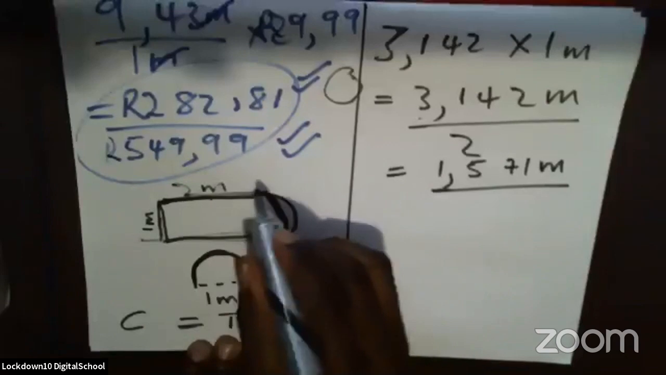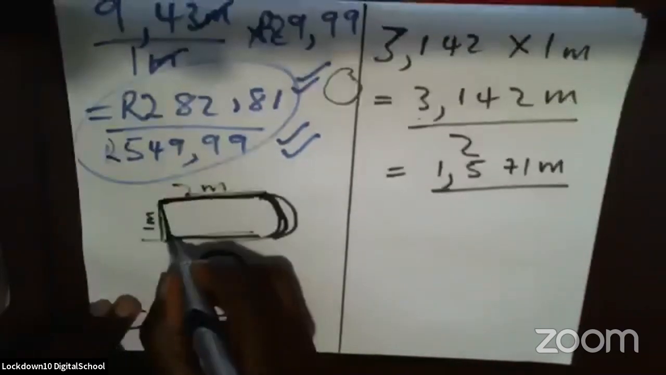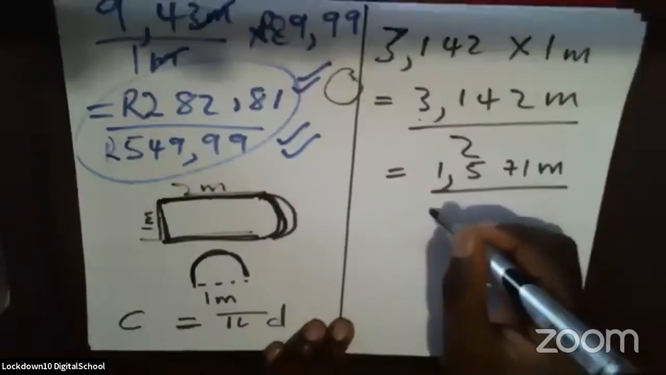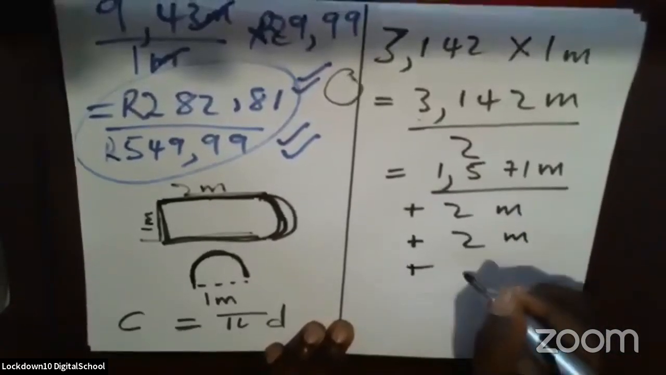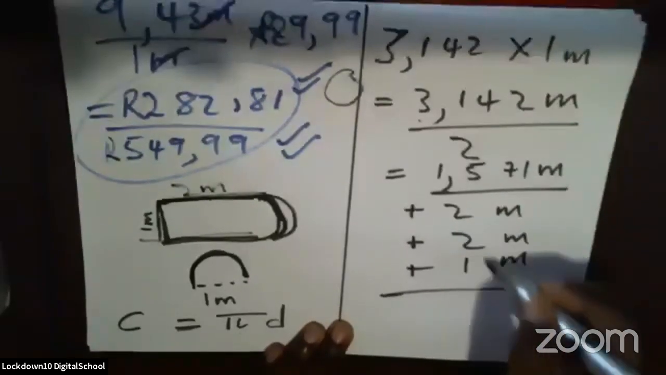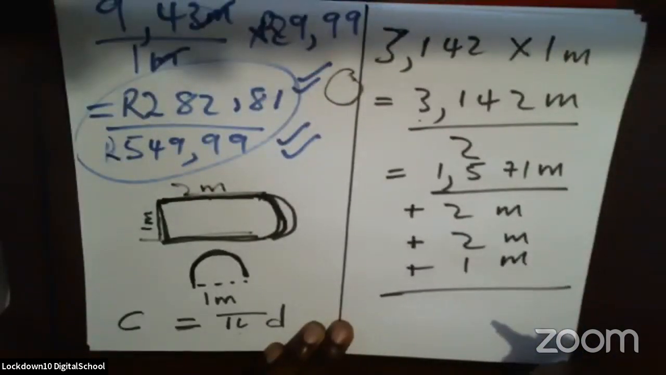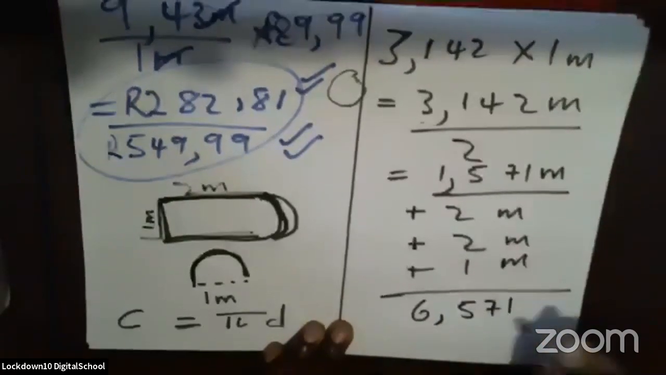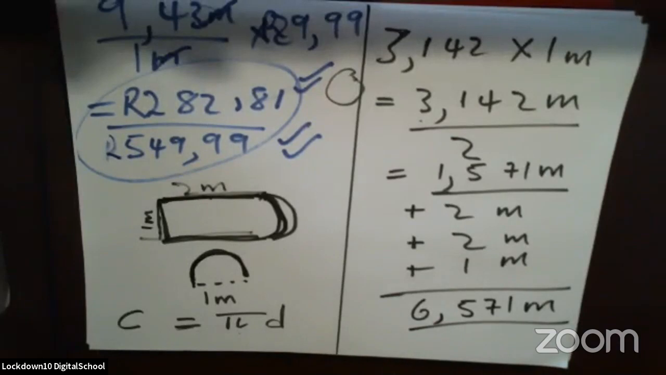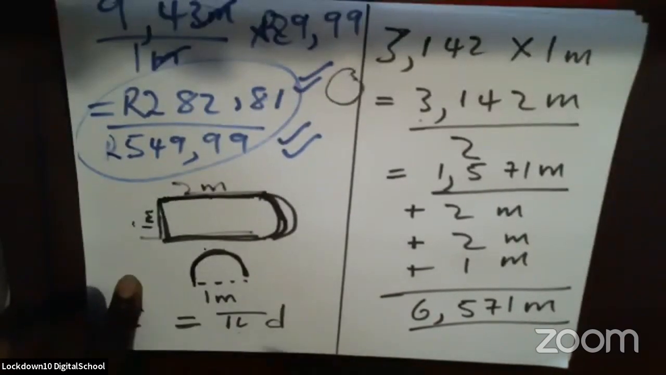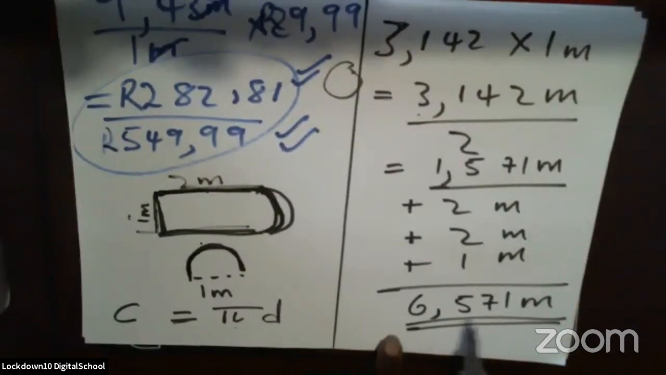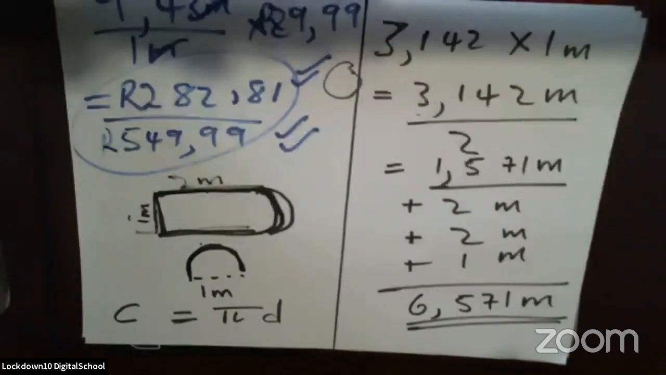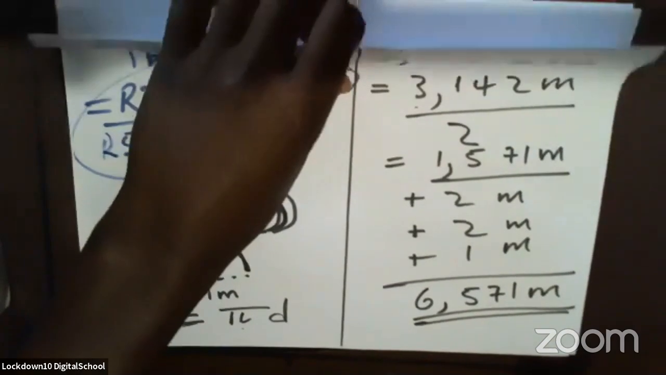Now I need to figure out the perimeter of these other sides. I'm just going to say plus 2 meters, plus 2 meters, plus 1 meter. What do I get here? 2 plus 2 is 4, plus 1 is 5, so I have 5, and 5 plus 1.571 is the value I would have. So the value I have is 6.571 meters.